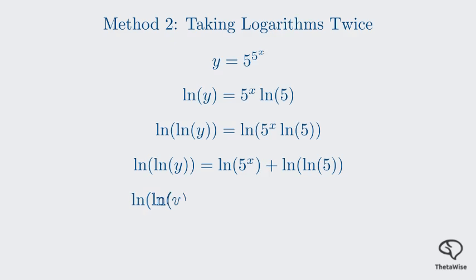On the right, ln of a product is the sum of the logs. The exponent on 5 comes down, leaving us with x ln 5 plus ln of ln 5. This equation has no exponents with variables and no products or quotients of functions of x. It's much simpler to differentiate.